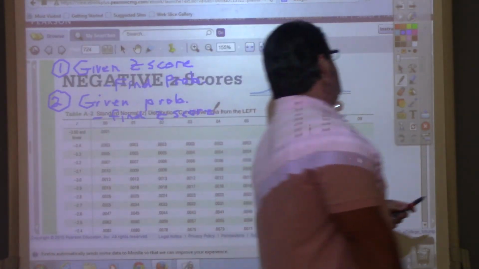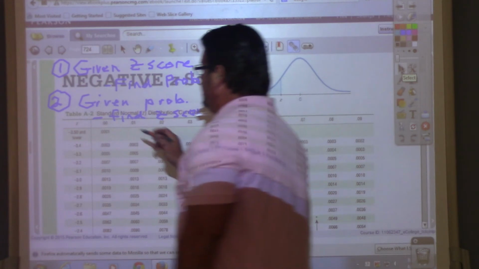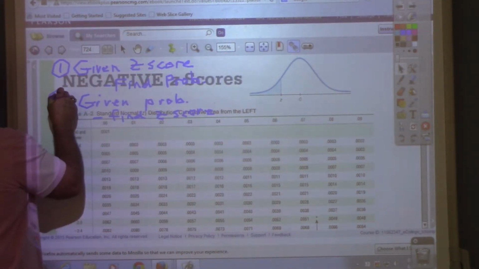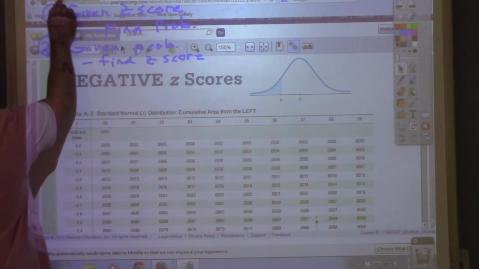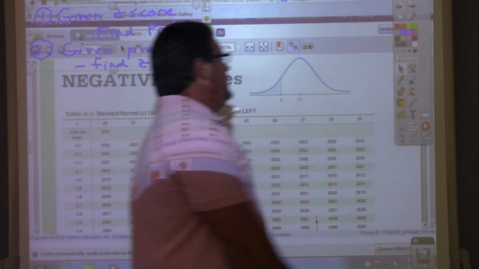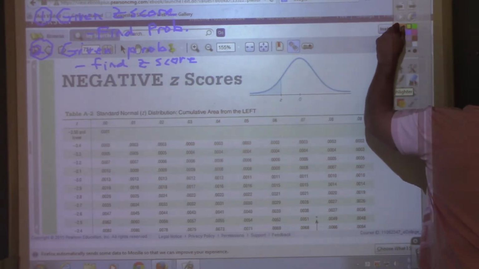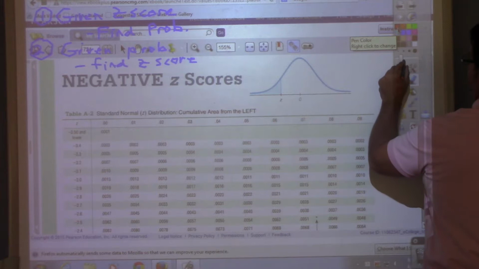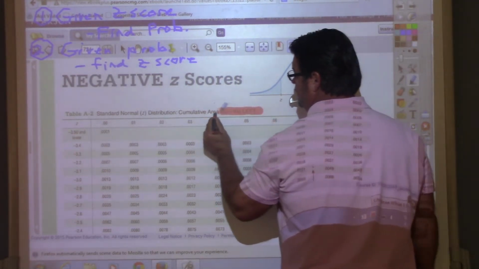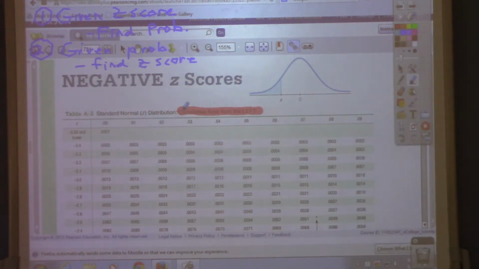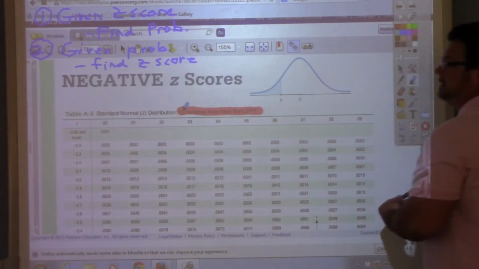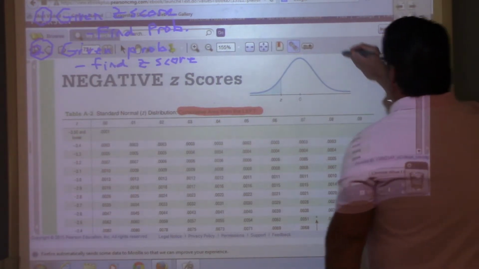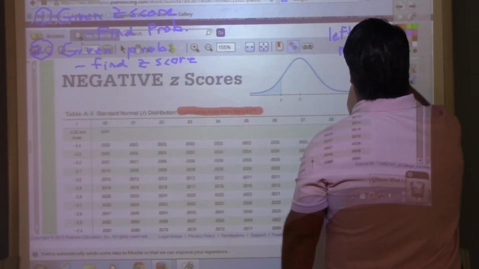So, there's 2 or 3 things that you have to know about this table before we get started. One is, everybody take your highlighters out, and I'm going to highlight this in red because it's important. Everybody highlight that right there. Because in your table, on the negative z-score and positive z-score table, all the areas that you're looking up are from the what side? Left side. Well, that means less than. As I told you, left means less than, right? Left means less than.